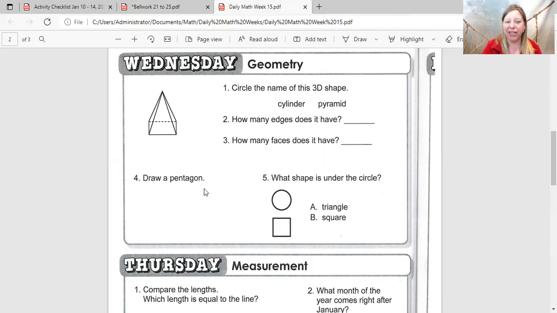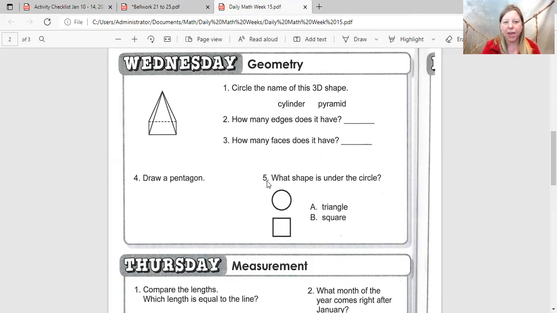It says to draw a pentagon. Penta is a Latin word part that means 5. Pentagon. You need to draw then a 5-sided figure, 2D, that means flat. A pentagon is a 5-sided figure. Make sure that your sides are as straight as they can be. You don't have to use a ruler, but if you would like to and you have one handy, go for it.